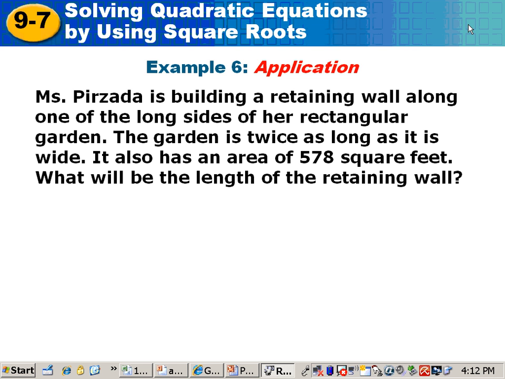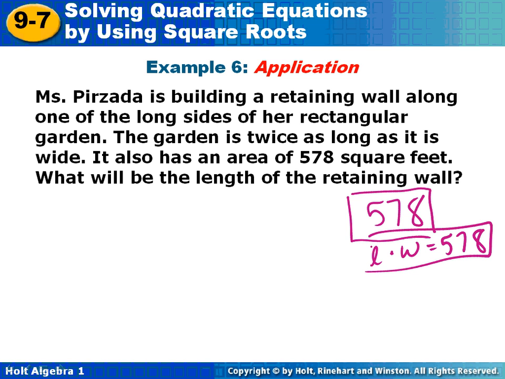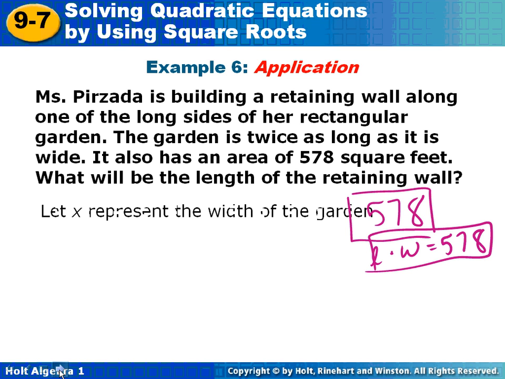Okay, example 6. This time we're building a retaining wall along one of the long sides of a rectangular garden. So we have a rectangle. The garden is twice as long as it is wide, and it has an area of 578. The formula for area of a rectangle is length times width, and that's going to be 578. This is how we're going to start our problem. All right, let's get started.